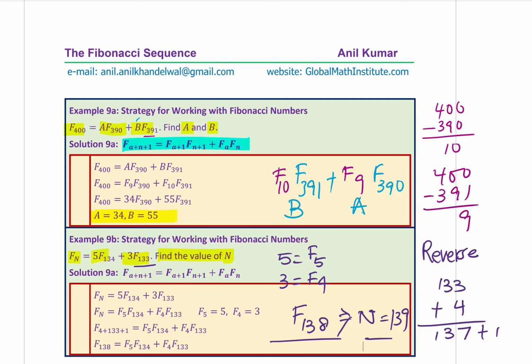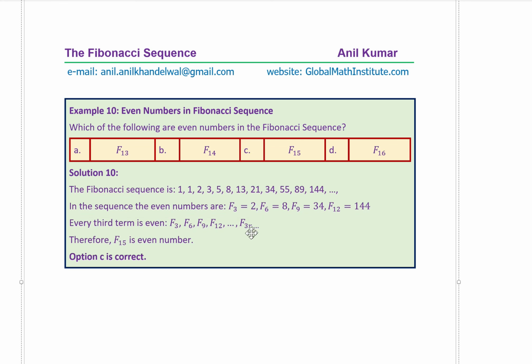Perfect. Now I've added a very important concept here, and that is to look into the even numbers in the Fibonacci sequence. There are very few even numbers in the Fibonacci sequence. We'll try to explore these numbers and see what their position is. Okay, so the question here is, which of the following are even numbers in the Fibonacci sequence? We're given F13, F14, F15, F16. I've taken simple numbers to just make you understand the concept and also check your values, right?